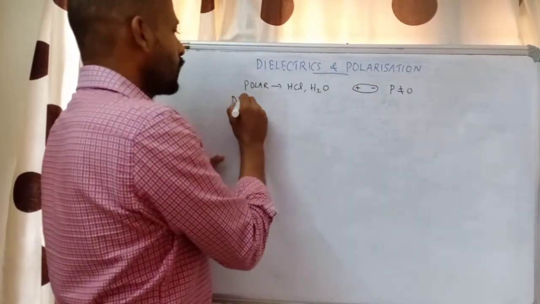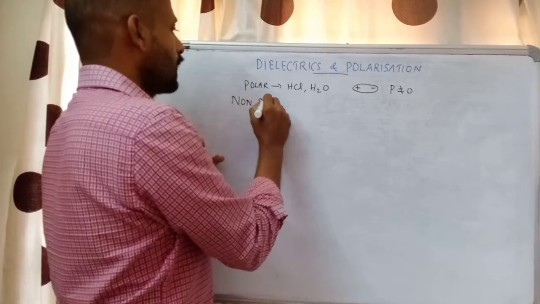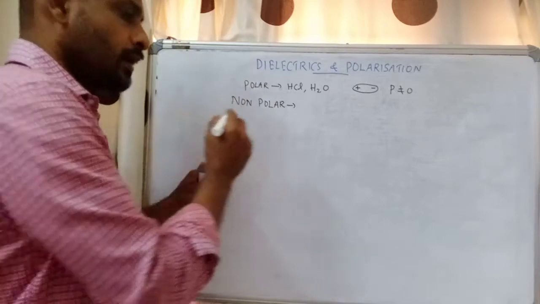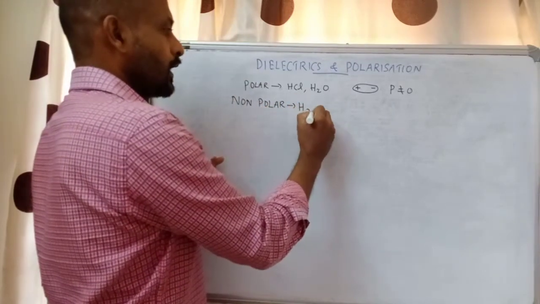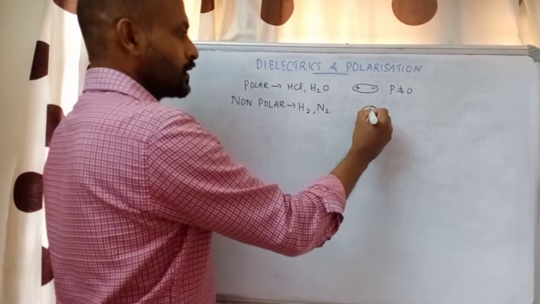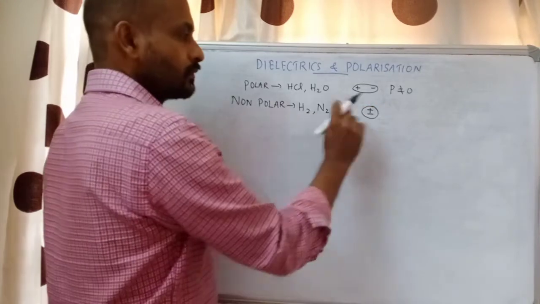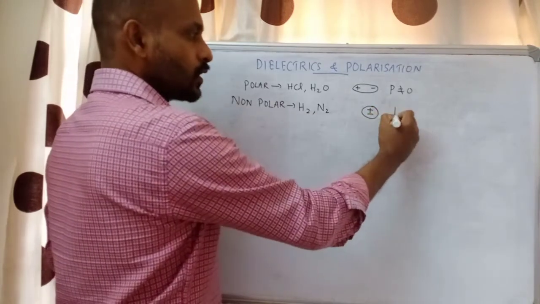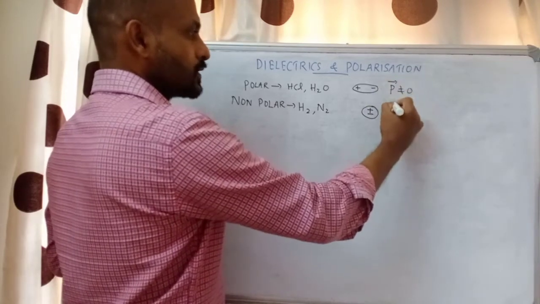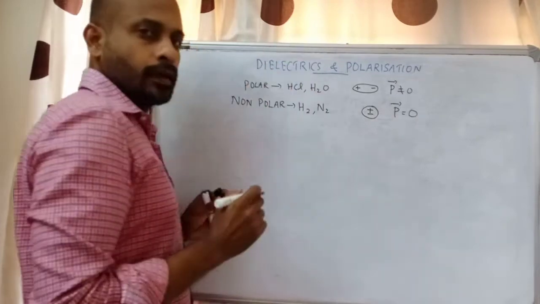And what about non-polar? For non-polar dielectrics, examples we can take are H2, the hydrogen molecule, nitrogen molecule, etc. Here what is the difference? The charge centers will be staying together. So they are not separated. So the net dipole moment is 0. The dipole moment vector will be 0 here and it is non-zero here.